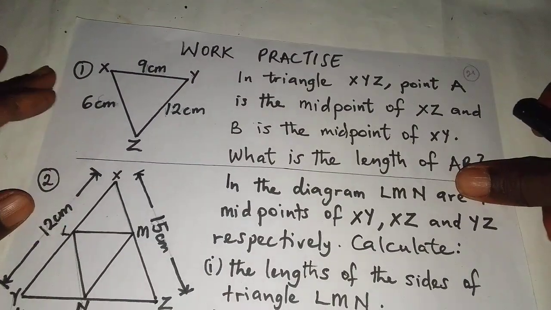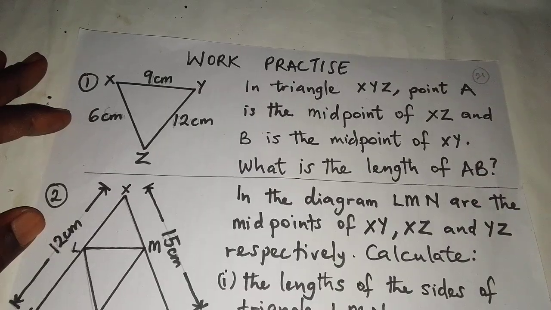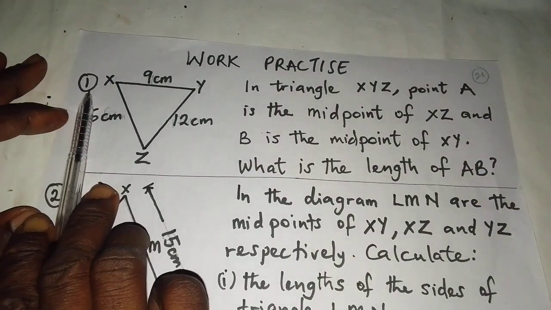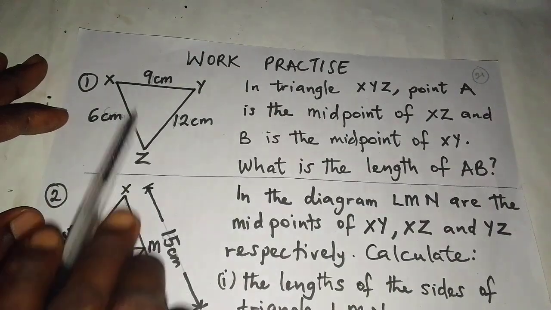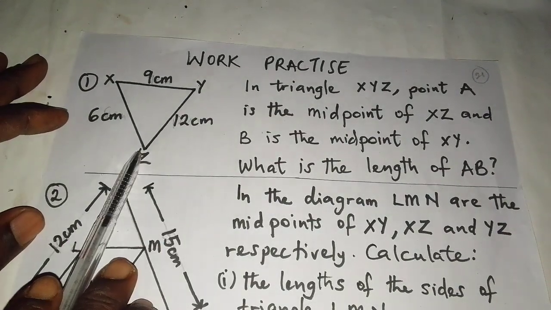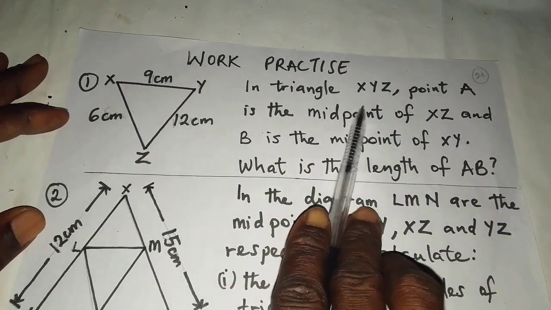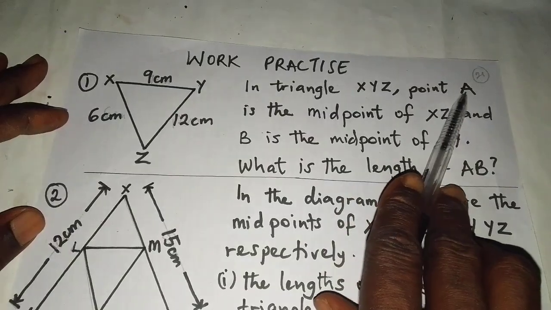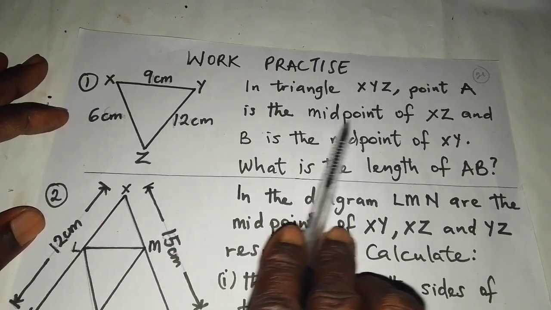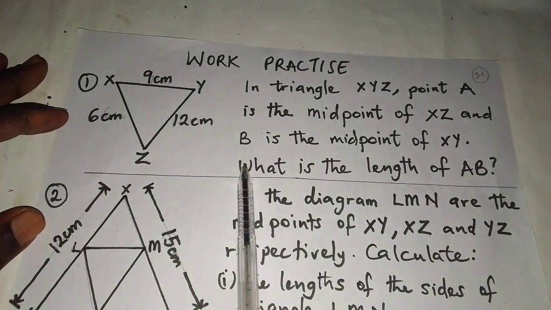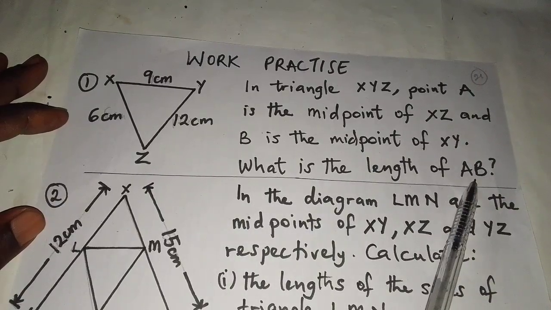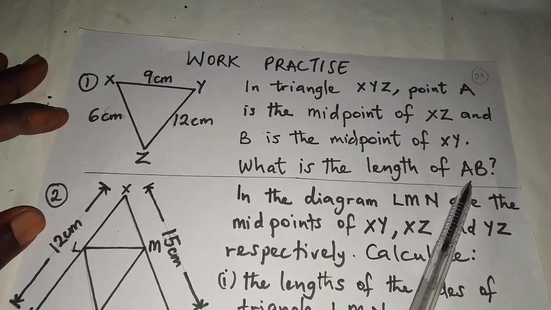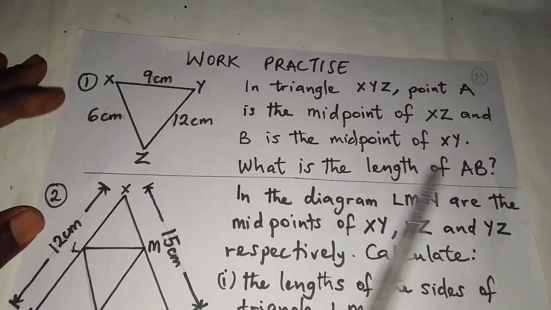For the work practice, you are going to have this. Number 1: in triangle XYZ, the sides are 6 centimeters, 9 centimeters, and 12 centimeters. Point A is the midpoint of XZ and B is the midpoint of YZ. What is the length of AB?